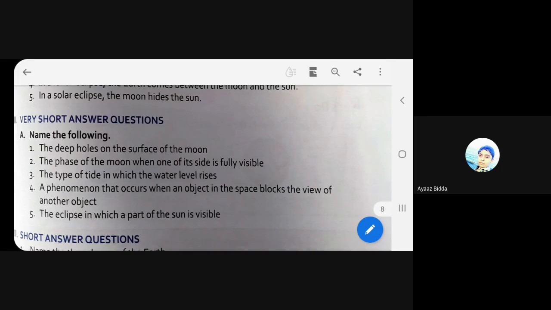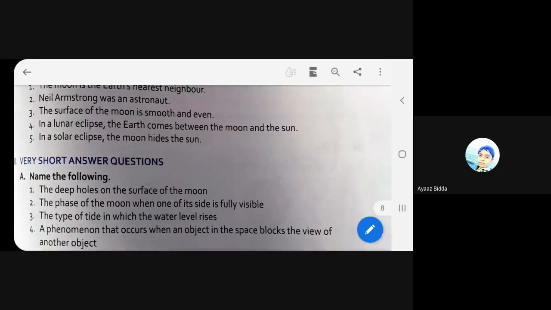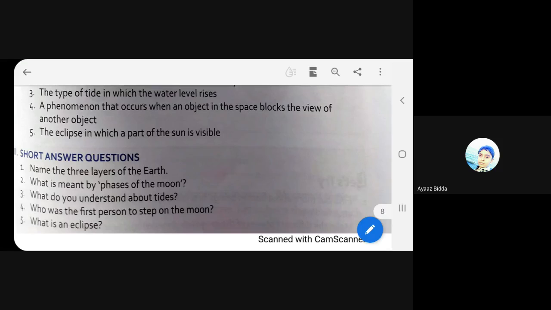Okay, so here we have completed all the objectives. See the short question answers. Name the three layers, we know very well. Crust, mantle and core. Correct? What is meant by the phases of the moon? The moon appears different every day. The changing shapes of the moon are known as the phases of the moon.